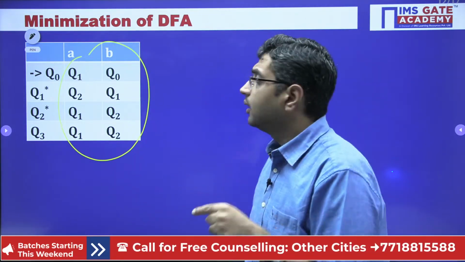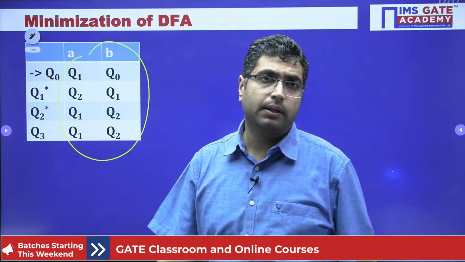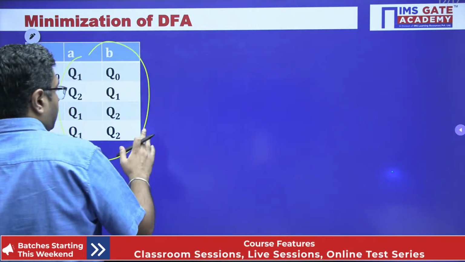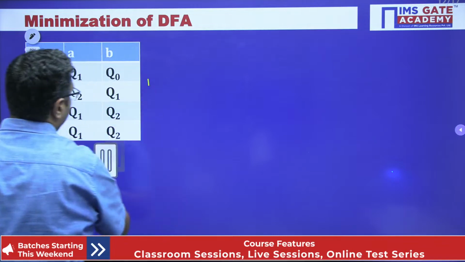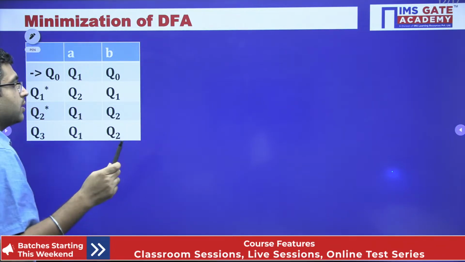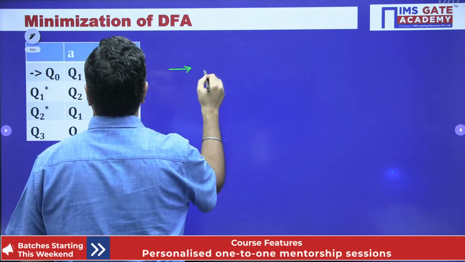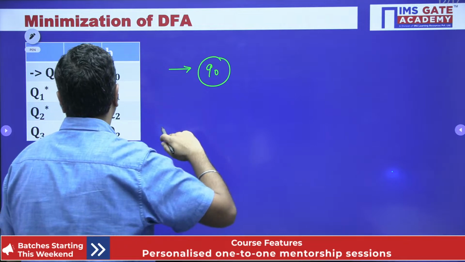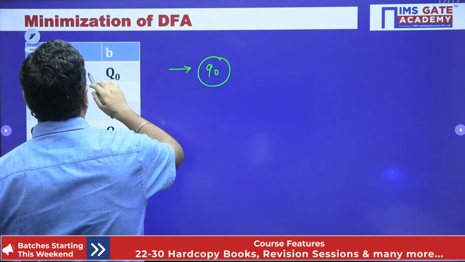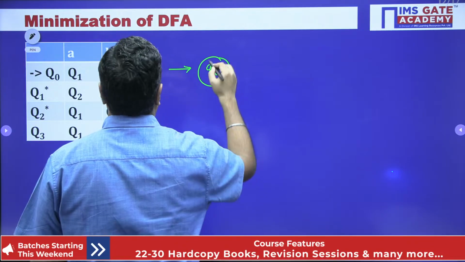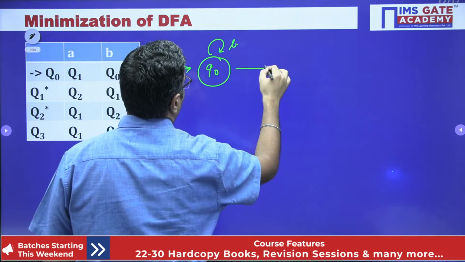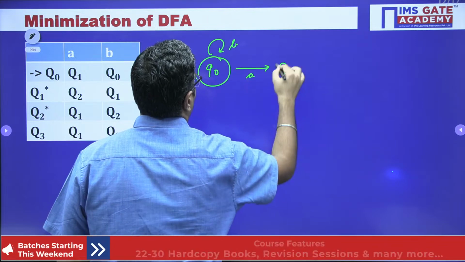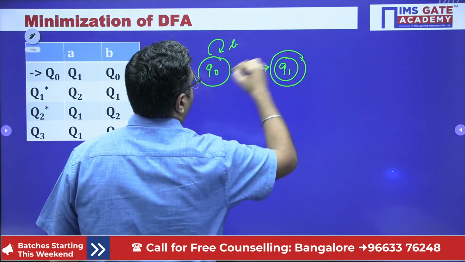So therefore, I will again make the transition diagram, that is the DFA, so as to ascertain that yes, only Q3 is unreachable. Although from this table itself we have got to know that Q3 is unreachable for sure, let's try to draw the diagram so as to be ascertained about it. So initially we have Q0, which is the initial state. Then Q0 on A goes to Q1. On B it remains on itself. On A it goes to Q1, which is one of the final states.